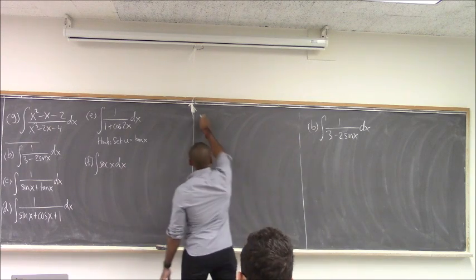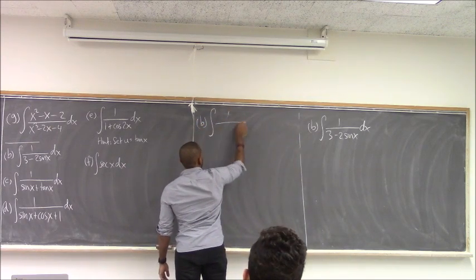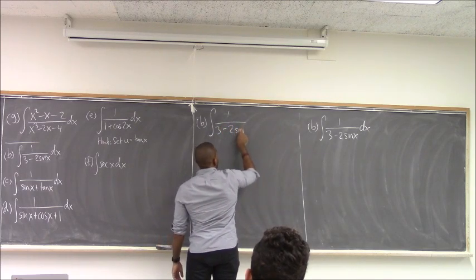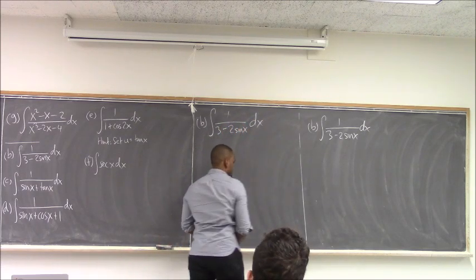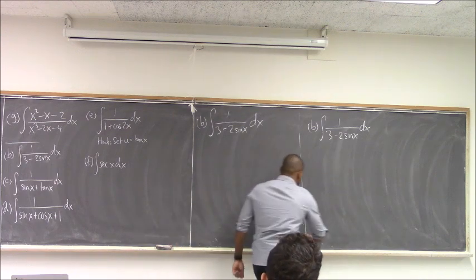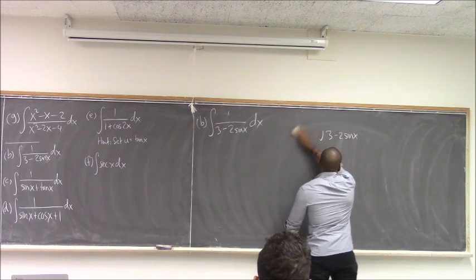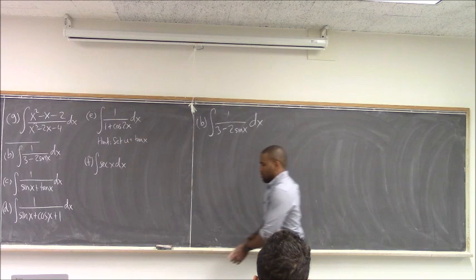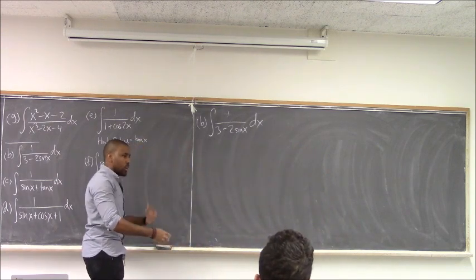So here's one where we want to actually try the Weierstrass substitution, because the 3 and the 2 aren't going to play well together for us to take advantage of our trig identities, at least not very easily. And this is something you have to know for the quiz. What is the Weierstrass substitution?